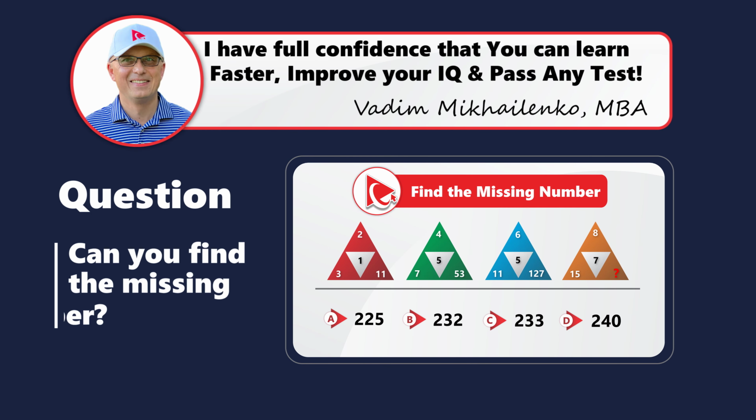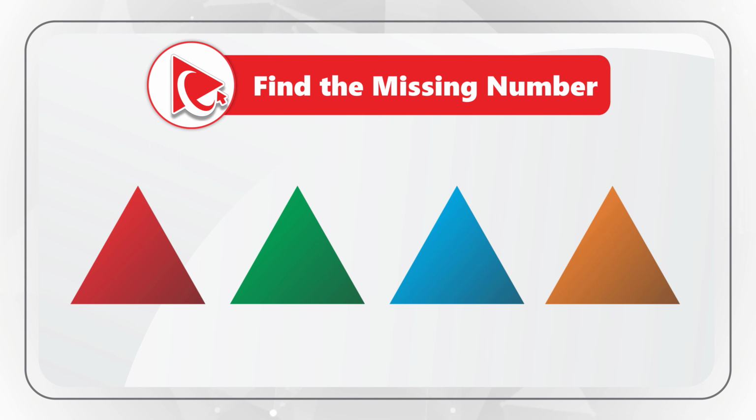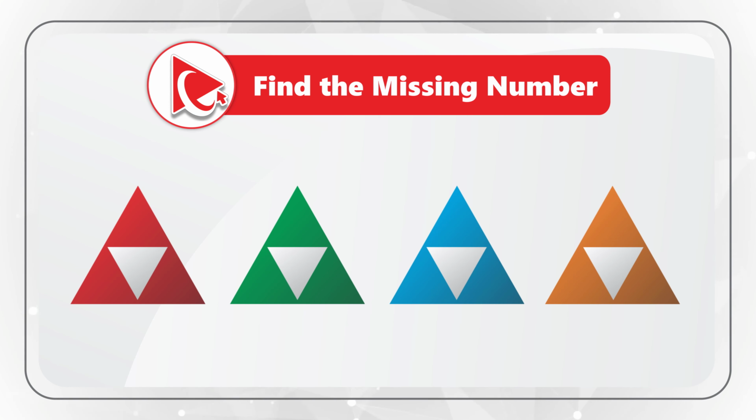Here is the famous four-square triangle question that you frequently see on the test. You're presented with 4 triangles. In each triangle, there is a smaller triangle which breaks it down into 4 parts. Each part has a number, and in one small triangle, the number is missing.